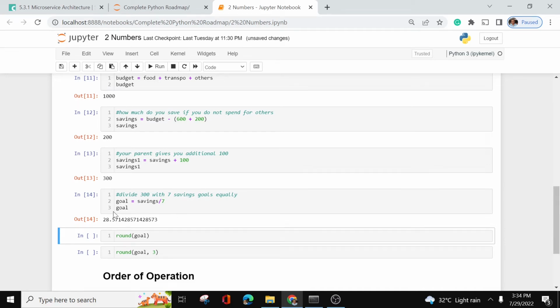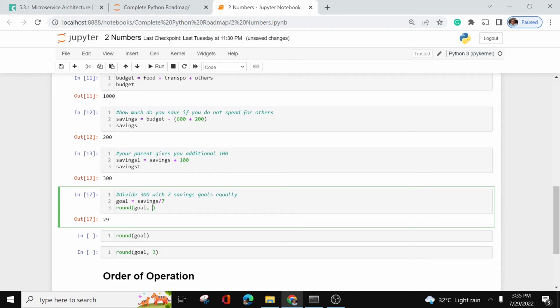28.57. So we can also round this one actually. Okay, let's see. We want to round this to the nearest whole number. Let's see what this one would be. Right, so it rounds off to 29. And sometimes you don't want to round this off to a whole number and you want to round it to 2 decimal places.